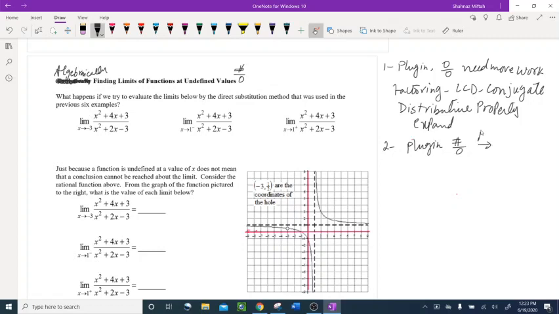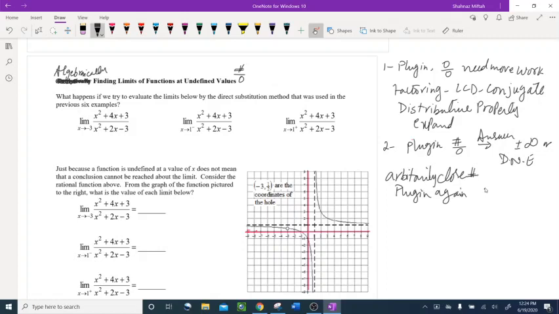Second, if you plug in and you get a number over 0, then it means it's undefined. Your answer has to be positive infinity, negative infinity, or does not exist. You're going to pick an arbitrarily close number, and you're going to plug that in again.